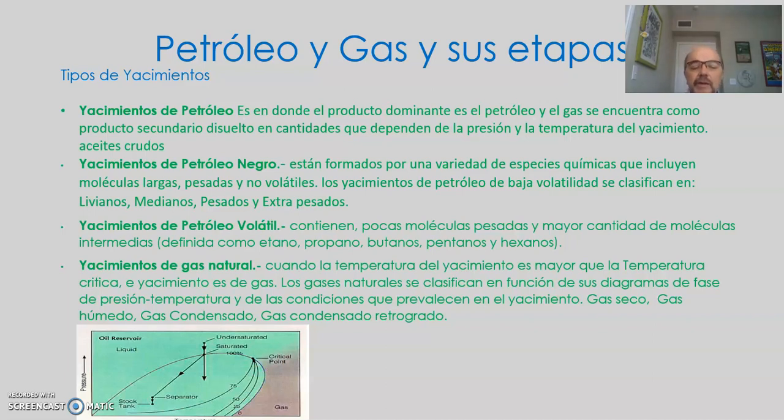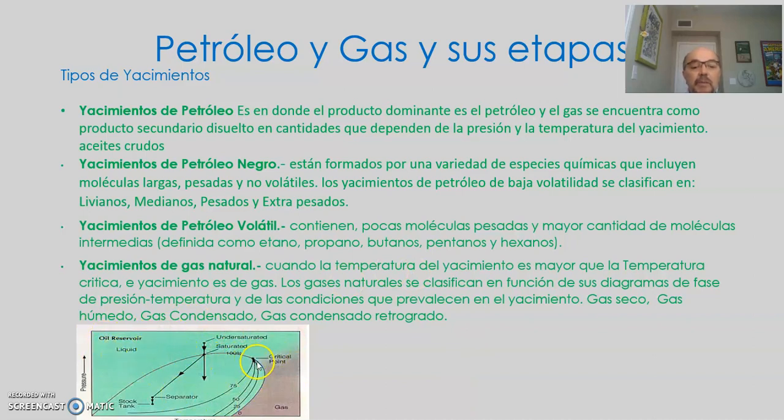Then we have the gas reservoirs, where we have another classification according to where in the phase envelope we are with the gas. So we have dry gas, wet gas, condensate gas, and retrograde condensate gas. So we have a classification there with the gas also.